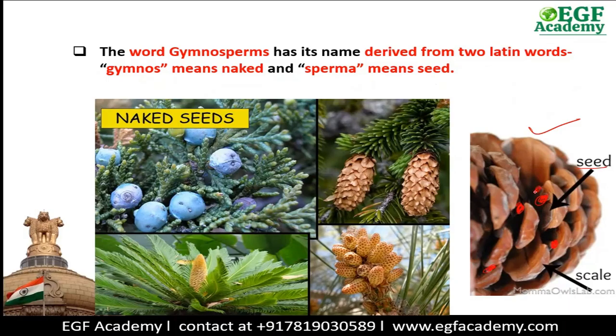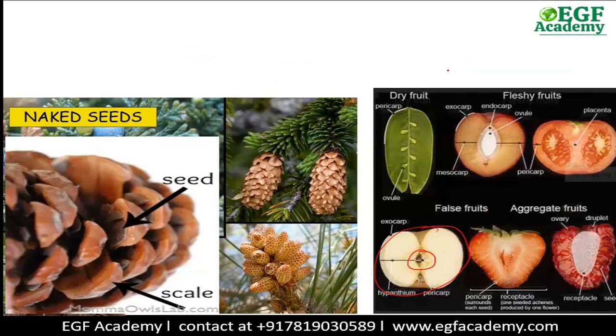These seeds are visible from the outside. You can see them. That's why we call them naked seeds. It means they are not present inside any fruit. So these are gymnosperms. And then angiosperms.